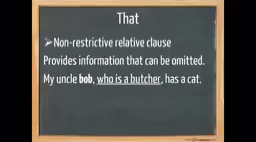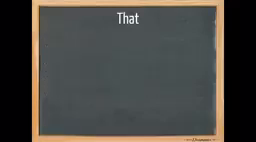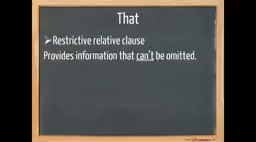For example, my Uncle Bob, who is a butcher, has a cat. Now, the sentence, my Uncle Bob has a cat, is a perfect sentence which is grammatically correct and makes sense. So, who is a butcher here is additional information, but it's not essential to making the sentence grammatically correct or coherent. The restrictive relative clause provides information that cannot be omitted, so this information cannot be left out. Otherwise, the sentence doesn't make any sense.